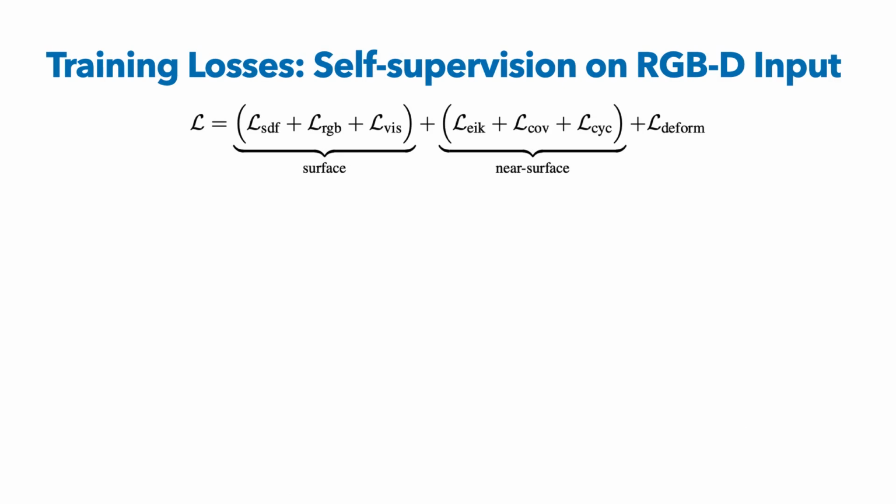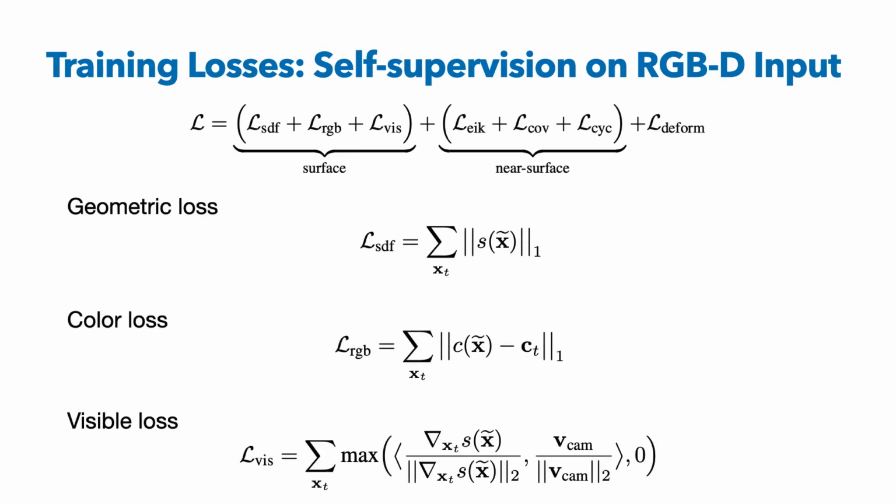Here are the losses to train our model per every input video. The surface losses constrain the points sampled on the observed surface at every frame. The geometric loss constrains that the predicted SDF value of these points should be close to 0. The color loss constrains that the predicted color should be close to the observed color. And finally, the visible loss constrains that the predicted normal of the points should face the camera view.